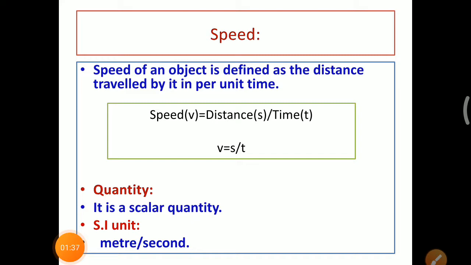And we discussed speed also. What is the definition of speed? Speed is defined as the distance traveled per unit time, so we can write speed equal to distance by time. The symbol of speed is V, distance is S, and time is T, so V equal to S by T. It is a scalar quantity. The SI unit is meter per second, because distance is measured in meters and time in seconds.